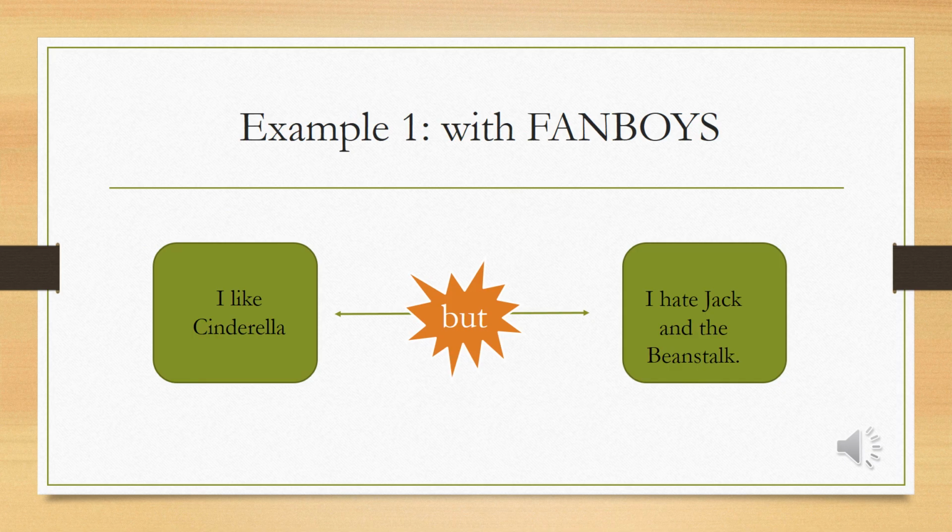So method number one, you're going to use a fanboys or coordinating conjunction. Let's pick but, because like is the contrary of hate. So we are not going to say and, we're going to say but. So I like Cinderella, but I hate Jack and the Beanstalk. Note that you took away the period after Cinderella, and you put but without a capital, obviously, and the period is kept at the end, so now it's one whole sentence. I like Cinderella, but I hate Jack and the Beanstalk. You do not need a comma, okay?